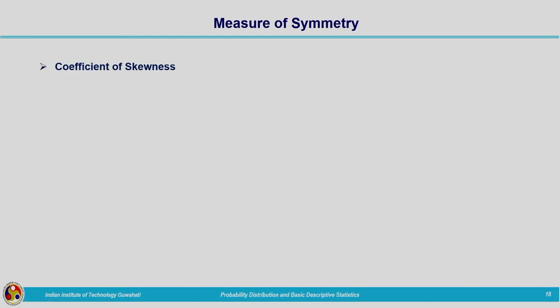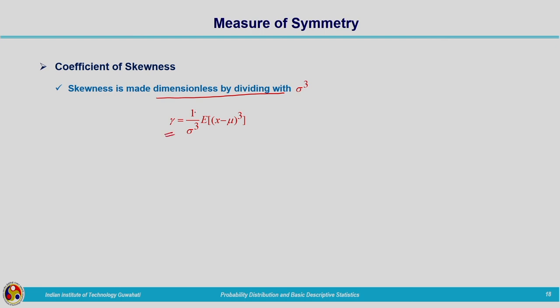Now coming to the coefficient of skewness, skewness is made dimensionless by dividing by sigma cube. Skewness we have calculated in the previous slide, that is the third moment with respect to the mean. That has a dimension of x cube. That has been made dimensionless by dividing it by sigma cube. Sigma is the standard deviation corresponding to the population. So when we talk about the coefficient of skewness gamma, it is given by 1 by sigma cube times E of (x minus mu) cube.